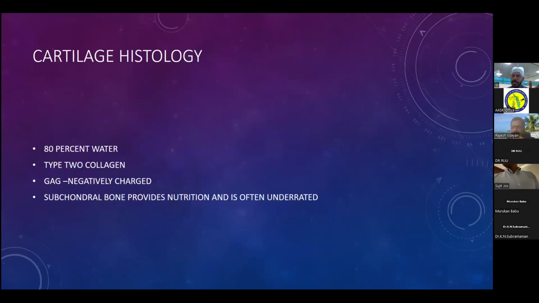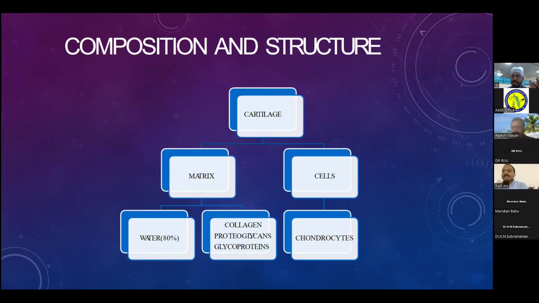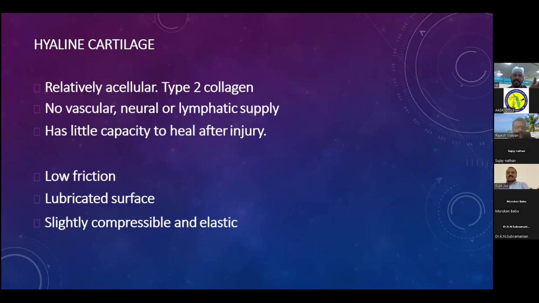In cartilage histology, 80% is water, along with type 2 collagen and glycosaminoglycans, which are relatively charged. Subchondral bone provides nutrition and is often underrated. The composition and structure of cartilage consists of matrix and cells: water, mainly 80%, collagen, proteoglycans, glycoproteins, and chondrocytes. Hyaline cartilage is relatively acellular.